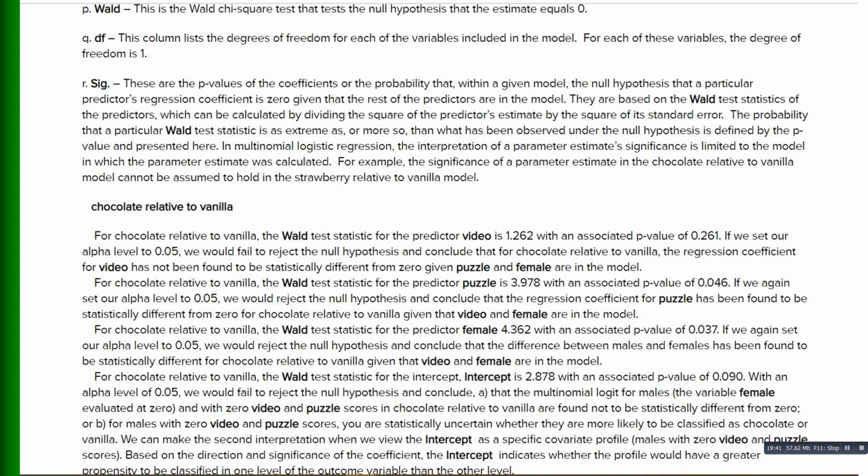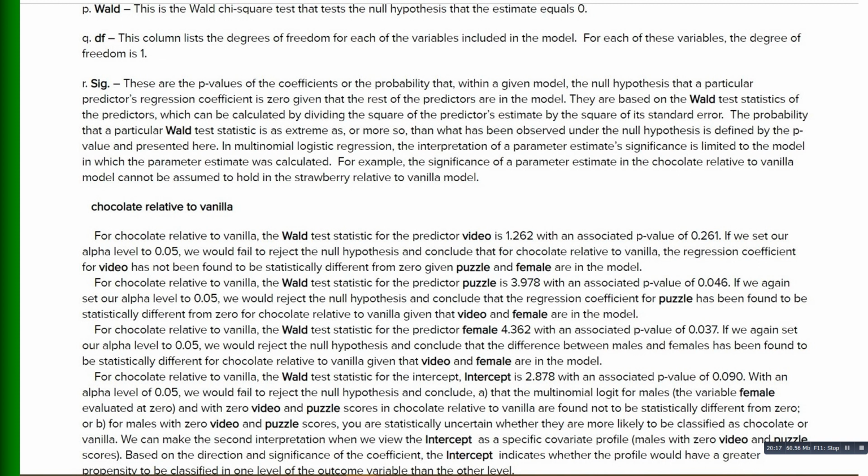Now for chocolate relative to vanilla, the Wald test statistic for the predictor video is 1.262 with an associated p-value of 0.261. Now what does this mean? It means if we set our alpha level to 0.05, we would fail to reject the null hypothesis and conclude that for chocolate relative to vanilla, the regression coefficient for video has not been found to be statistically different from 0, given puzzle and female are in the model.